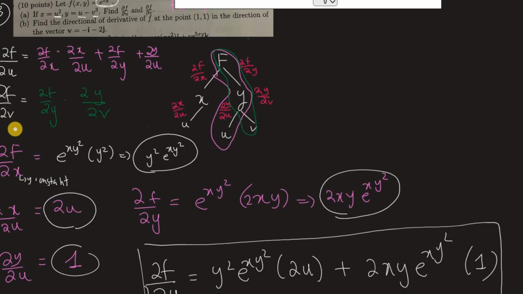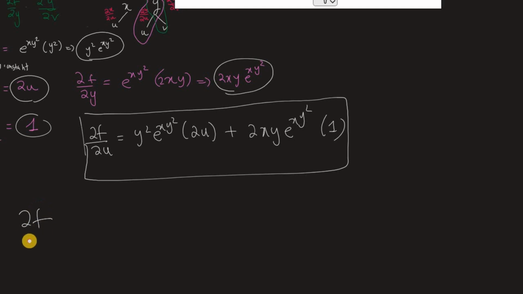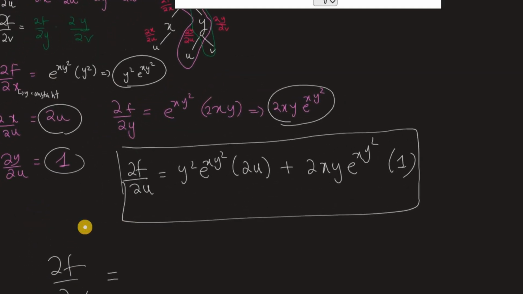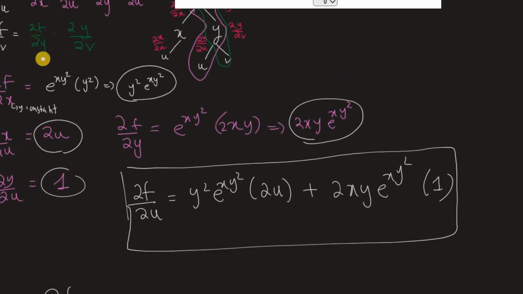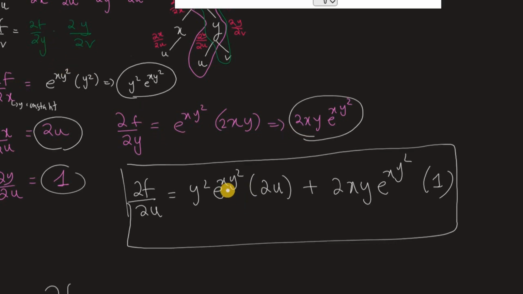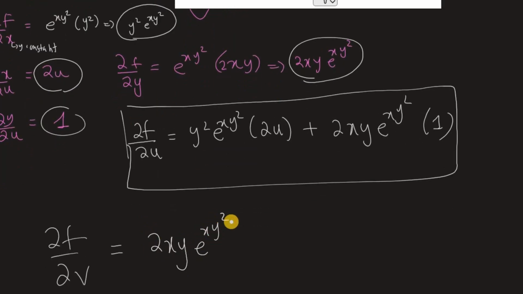Now the partial derivative of f with respect to v. Do we have the things that we're looking for? Do we already have f with y? Yeah, f with y we already have it. So let's go ahead and write it. We already have 2xy e^(xy^2).